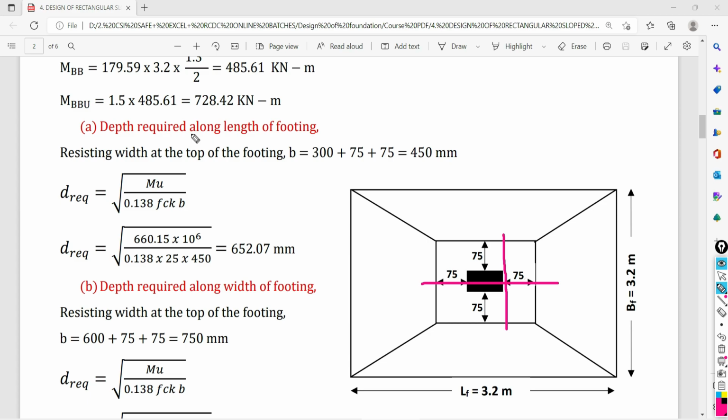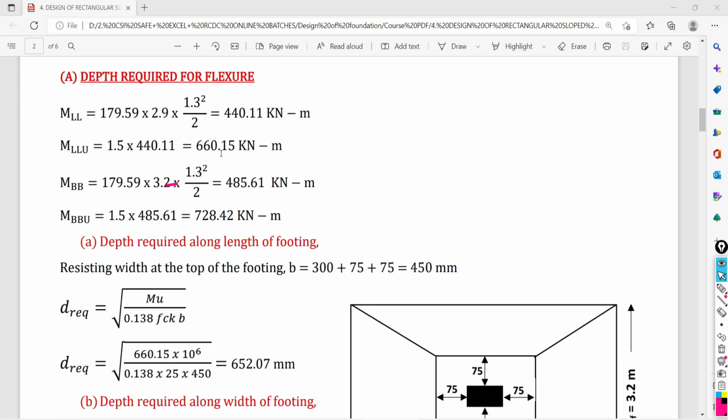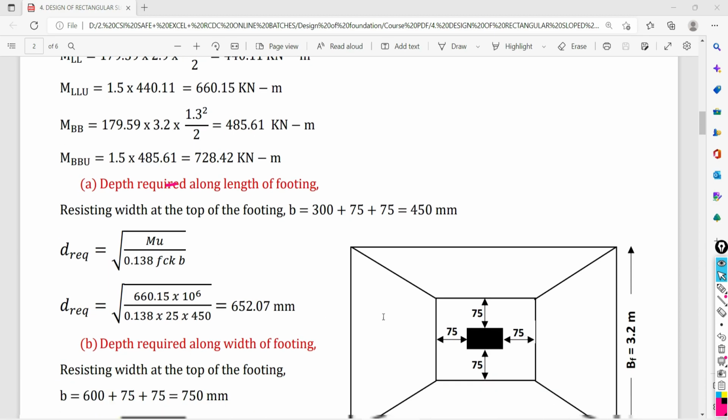So the depth required along the length of the footing: first we need to find out the resisting width at the top of footing. B equal to 300 plus this 75, it is going to become 450. Put all these values in this equation. So we need to know the ultimate moment along the length of the foundation. How much is that? Let me show you. Here it is 660.15 kilonewton meter.